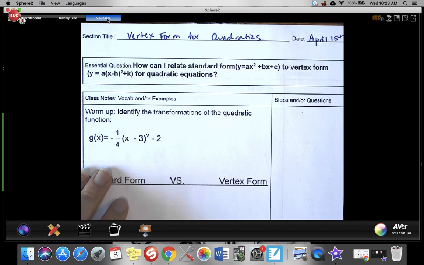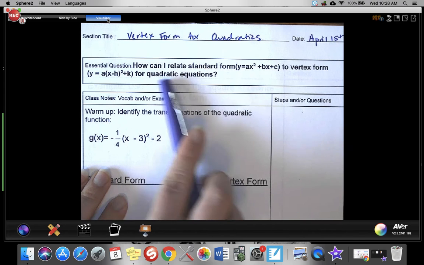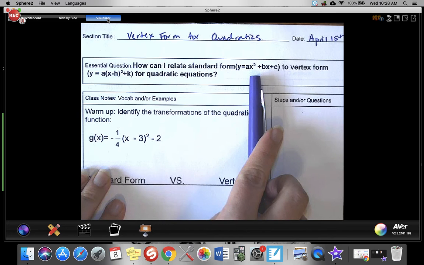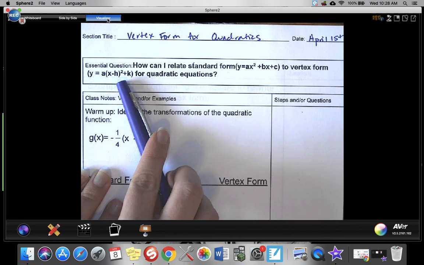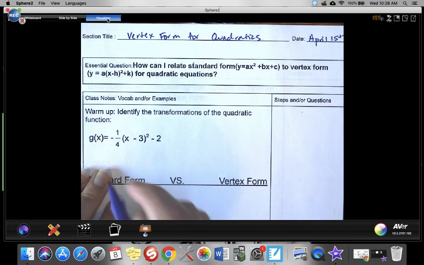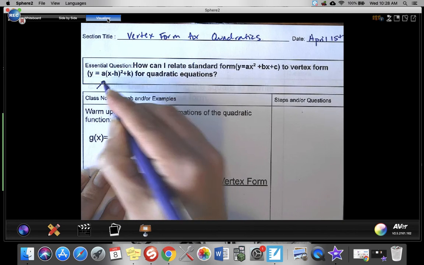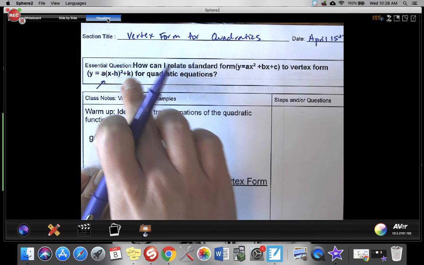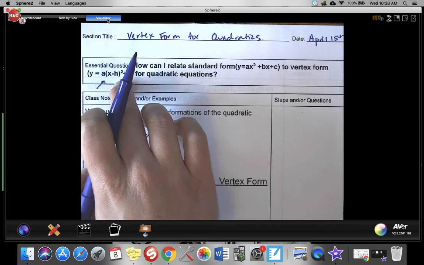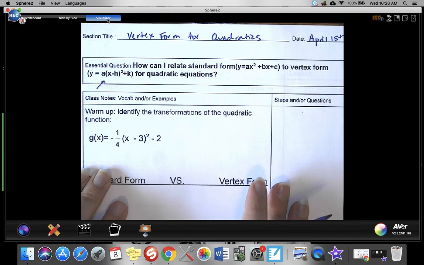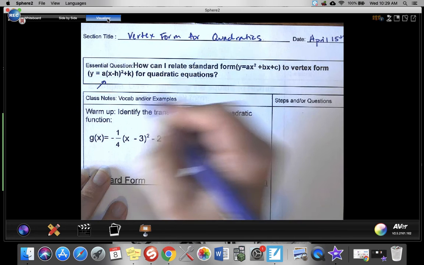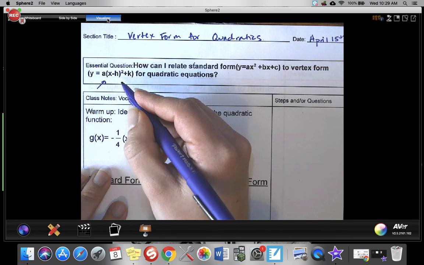All right, so the question for today is how can I relate standard form, which is typically in the form of ax squared plus bx plus c, to vertex form, which is this form. Unfortunately, sometimes in your textbook, they like to call this standard form, but we're going to refer to it as vertex form. So I would reference back: this is standard form, and this is what we're going to consider vertex form. This is probably the one that you're most familiar with and comfortable with. This is where we're going to head and move towards.